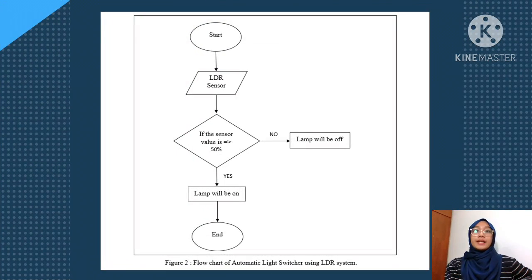On this slide, it shows the flow chart of the automatic light switcher using LDR system. Here is the start, and then it goes to the LDR sensor. The LDR sensor will check if the sensor value is equal to or more than 50%. If yes, then the lamp will be on and then it ends. If the sensor value is less than 50%, then it will be no and the lamp will be off.